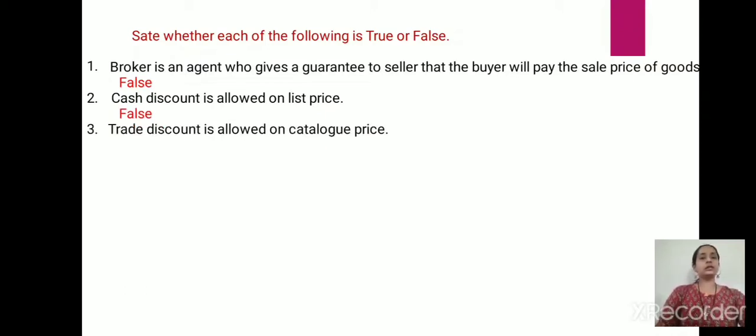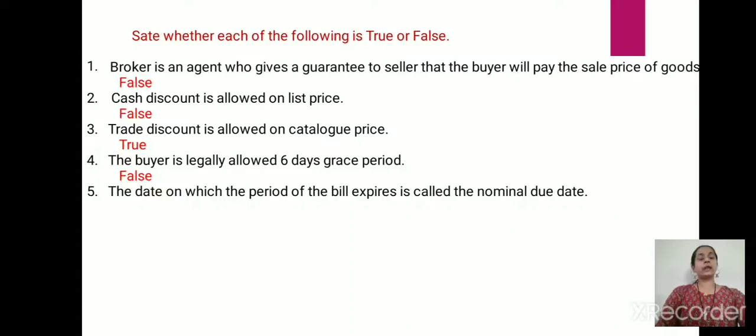Next, trade discount is allowed on catalog price. Is it true? Yes. Now see, the words are different: list price, marked price, catalog price. The words are the same, only they are used in a different manner. So it is true. Then next, the buyer is legally allowed 6 days grace period. Is it true? No. How many days? 3 days. So the answer is false.